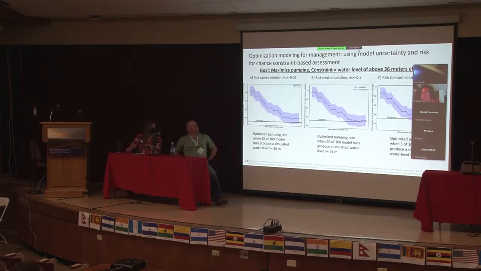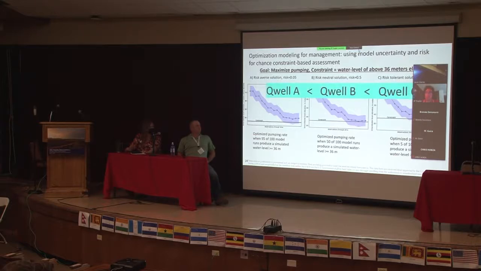Set this risk dial up pretty high, and it will find a new pumping rate where the optimized pumping rate simulates water only 5 model runs out of 100 with a water level above the constraint. So if you look at the pumping rates for each of these optimized simulations, A, B, and C, it's called Q well.